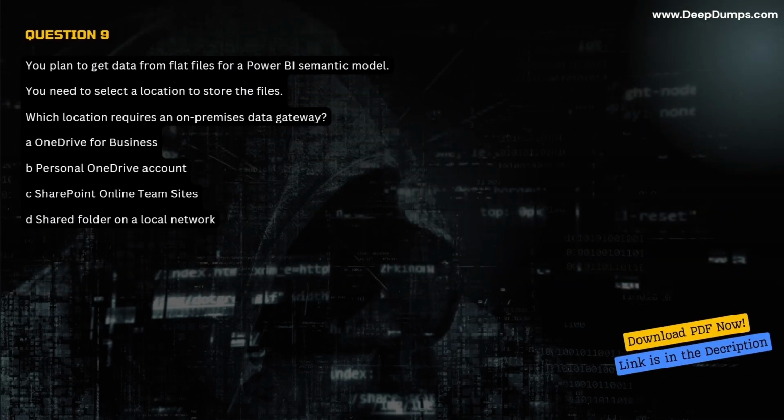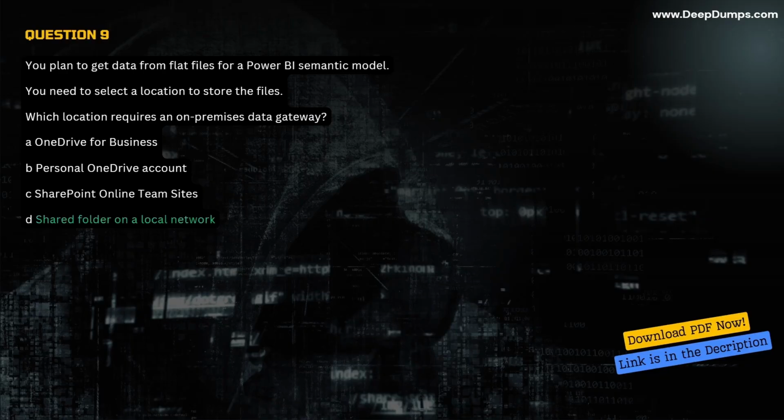Question 9. You plan to get data from flat files for a Power BI semantic model. You need to select a location to store the files. Which location requires an on-premises data gateway? A. OneDrive for Business. B. Personal OneDrive account. C. SharePoint Online Teams sites. D. Shared folder on a local network.